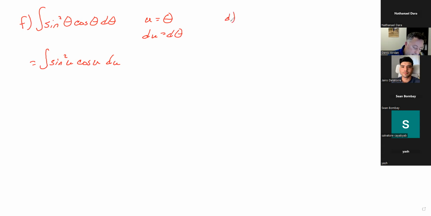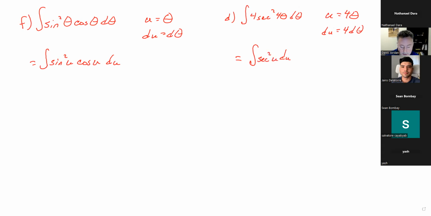Whereas in example D, if you choose it to be the angle, now it will help you because your 4 d theta becomes du, and your 4 theta becomes just u. So in example D, now you can integrate it. So just tangent, and then change it back.